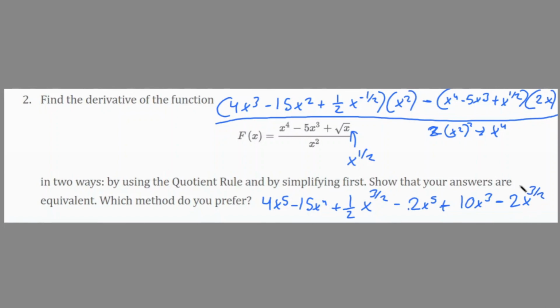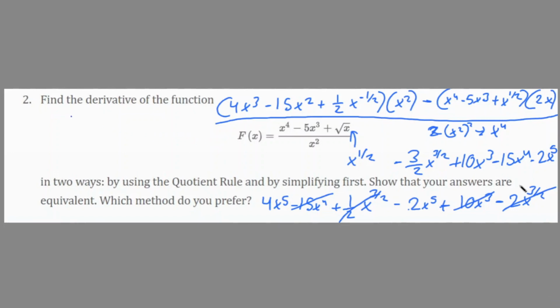Now let's simplify and combine like terms. So let's start with 3/2. We have 1/2 and then -2, so we have -3/2 x to the 3/2 power. And then we cross that out. Next is to the power of 3. We have 10x to the power of 3, and then we have a -15x to the power of 4. And then 4x to the 5th minus 2x to the 5th, we have a 2x to the power of 5.